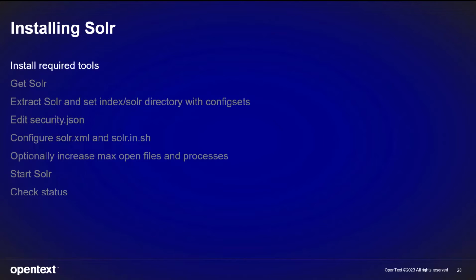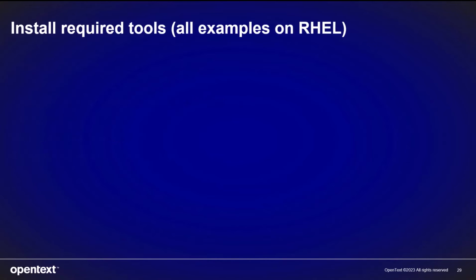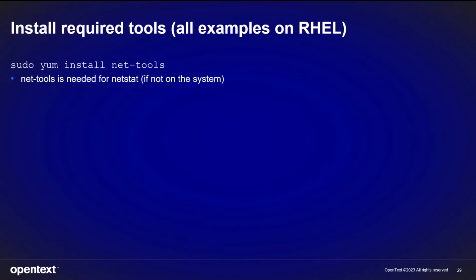Let's get on with installing Solr. Before we do, first and foremost, let's proceed with the installation of the essential tools that are required for, in this case, Red Hat Linux. First, the package of net-tools is installed. That is the command line installation for it. Net-tools is needed for netstat, which is a good troubleshooting tool that will allow you to see what ports are being utilized, right? The other thing here is wget.